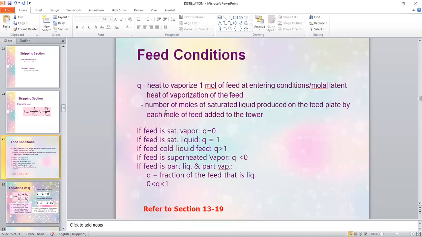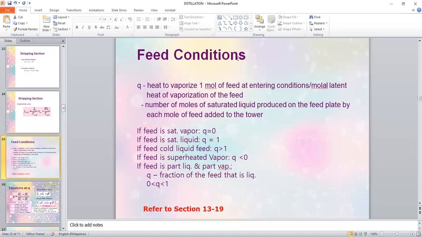McCabe defines it differently. So McCabe defines it as the number of moles of saturated liquid produced in the feed plate by each mole of feed added to the tower. So how much saturated liquid is going down your feed plate for every mole of feed that is introduced into your tower. Every mole of feed that is being introduced into your tower. This is the definition of McCabe on the Q.